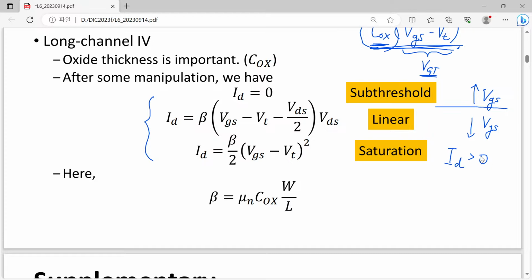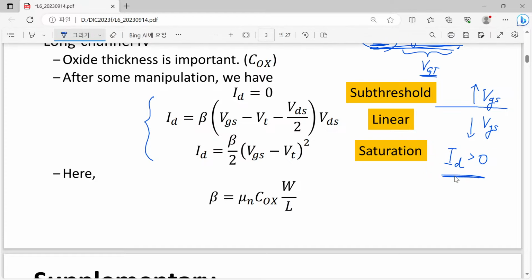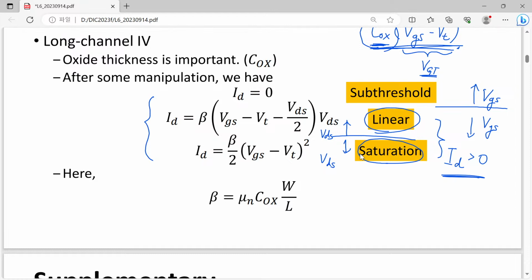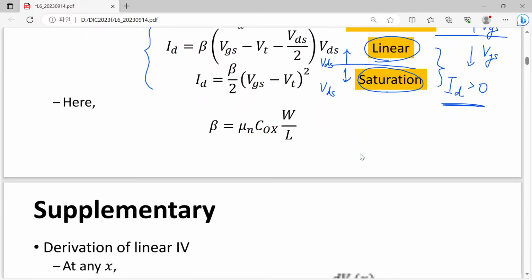That is positive in the case of our MOSFET, and in these two cases, we still have a distinction according to the drain voltage. If we have low drain voltage, then the device is operating in the linear region, and if we have sufficiently high drain voltage, then the device is operating in the saturation region. That was the lecture content we studied in the previous lecture.